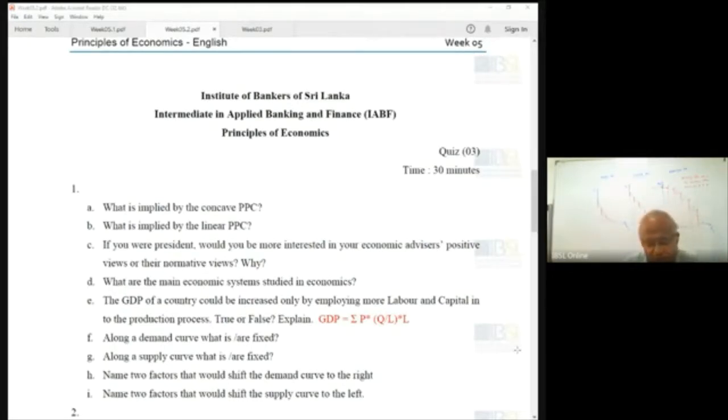Right? Productivity improves. For example, up to the late 70s and 80s, most of the commercial banks had only labor-intensive technology. Then they started introducing computers, online things.